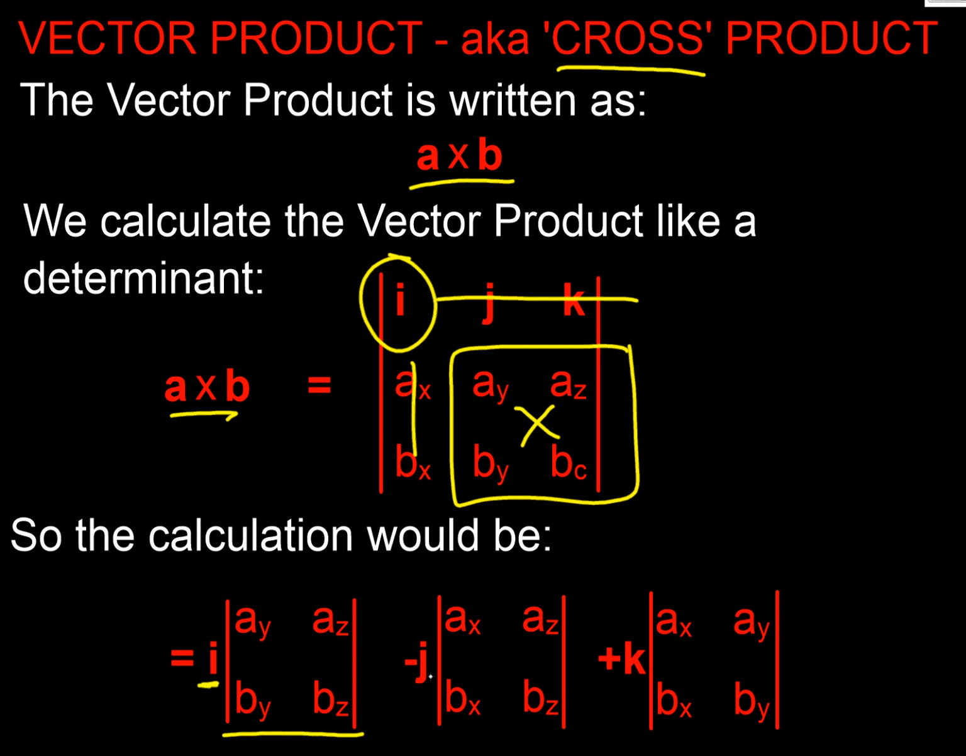Then the second component, we get the J vector multiplied by the next determinant, but of course it's negative here because remember we go positive, negative, positive, negative, yeah, AD minus BC. And then the third component will be a K vector component with the third determinant. So you'll have noticed that what I've got here, the A cross B, is actually a vector, not a scalar, like the scalar product.